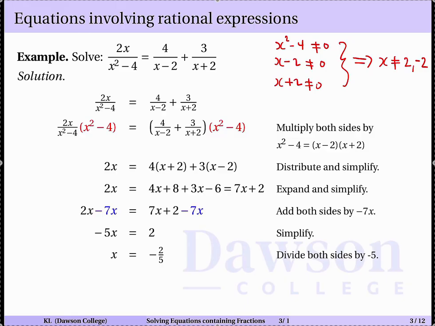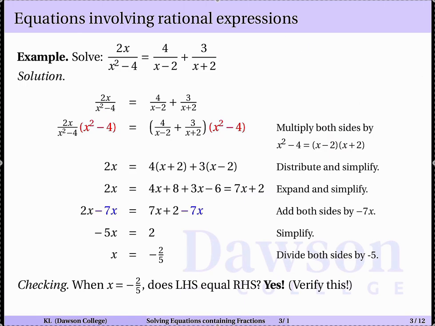And now, these are the only restrictions we have for our x. And all other x's are allowed. They will be valid in the equation. And since our x equals negative 2 over 5, this will be the solution for this equation. You can also do the verification for the checking part. When you let your x equal negative 2 over 5, the left-hand side will be equal to the right-hand side.